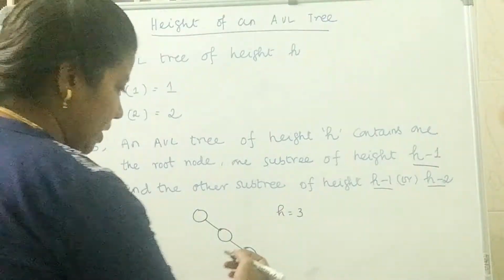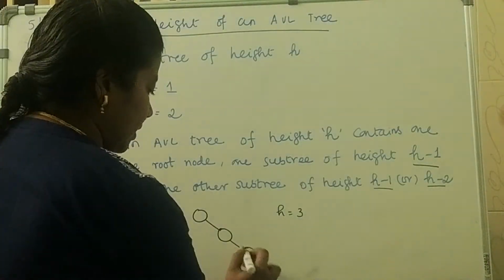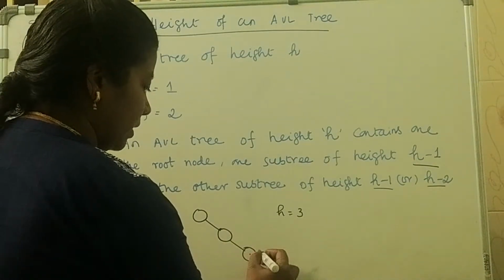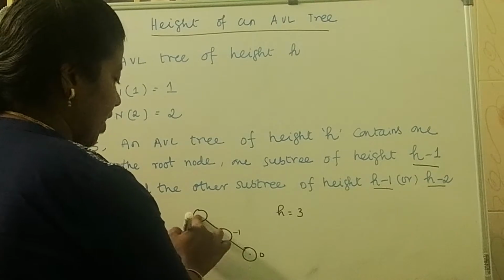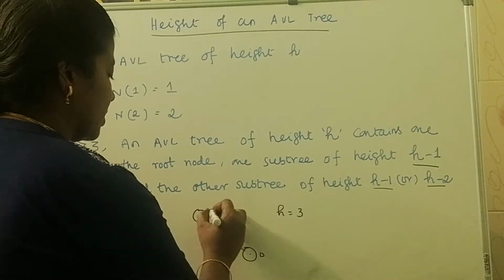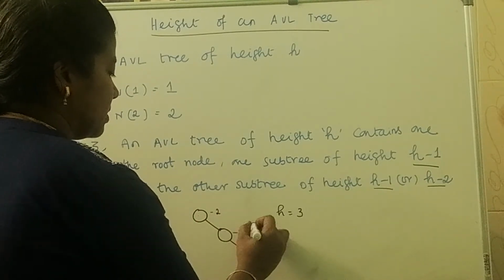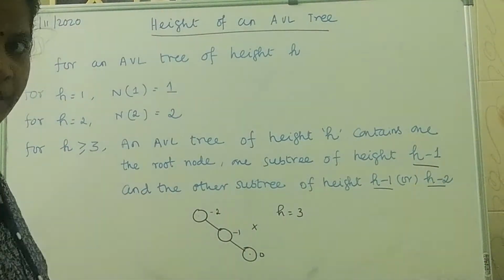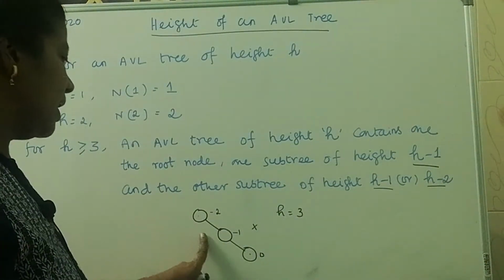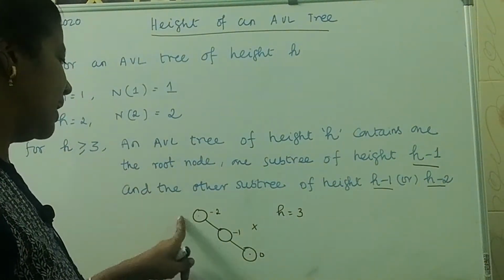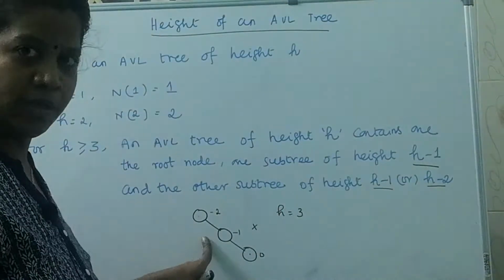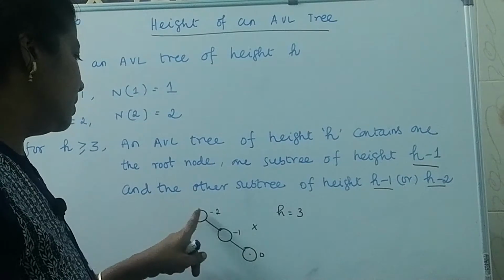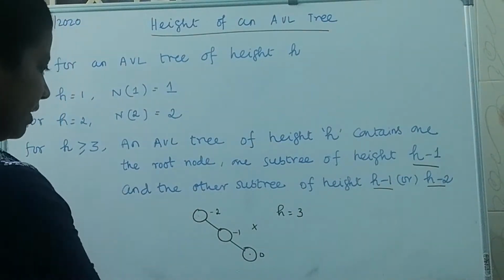Why? Because we have already seen that the balance factor for the leaf node is 0. The balance factor for this node is minus 1. However, the balance factor for this node is minus 2. So this BST is not an AVL tree. We cannot have a tree of height 3 in this fashion, because this node violates the property of an AVL tree.